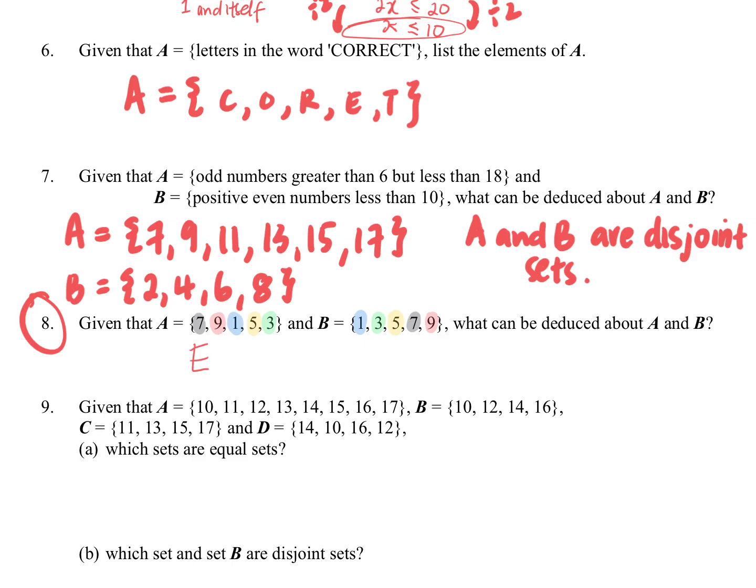They are equal sets because they are exactly the same. Even the number of elements are the same, they exactly match each other. So they are called equal sets. So A is equal to B.